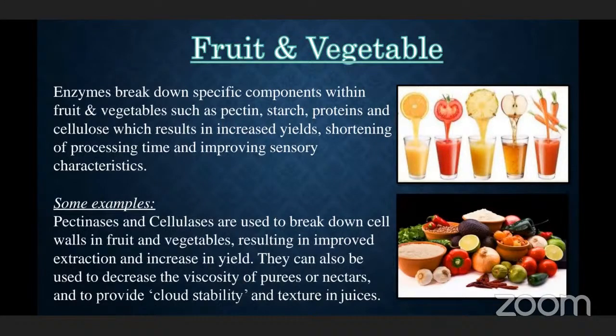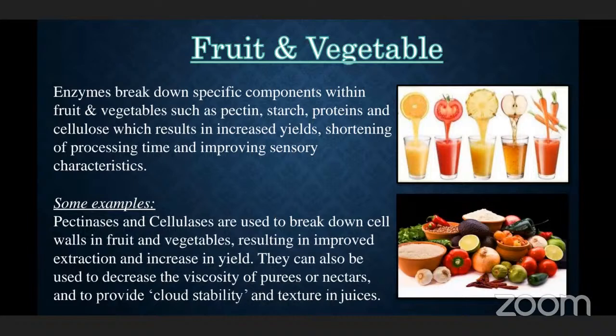So when we break down all this, this will result in increased yields, shortening of processing time, and improved sensory characteristics. The taste, flavor, everything will be increased. Some examples of these enzymes are pectinases and cellulases. They are used in the breakdown of cell walls in fruits and vegetables. Therefore, the extraction of juice will be increased. Therefore, the yield will increase.